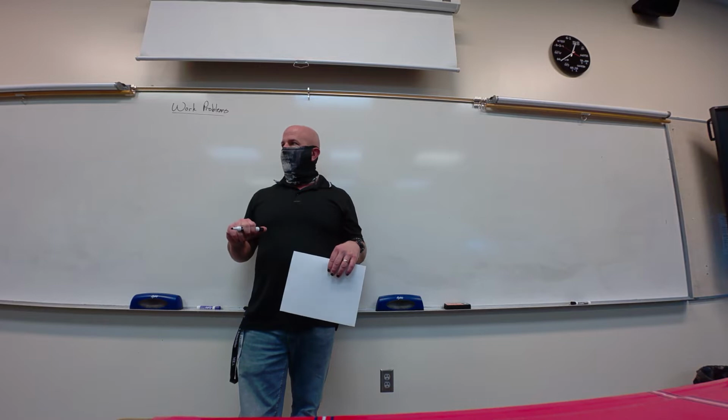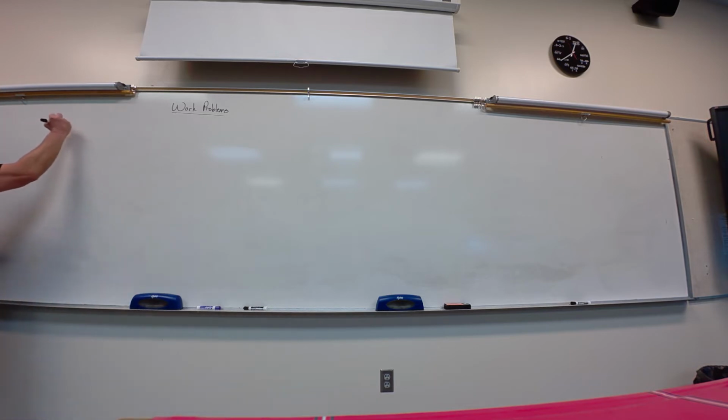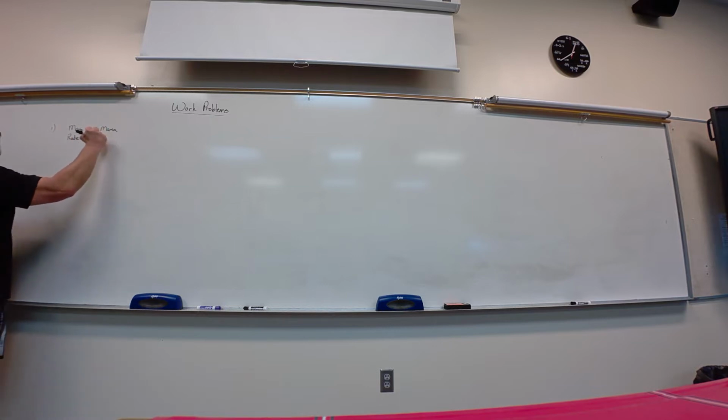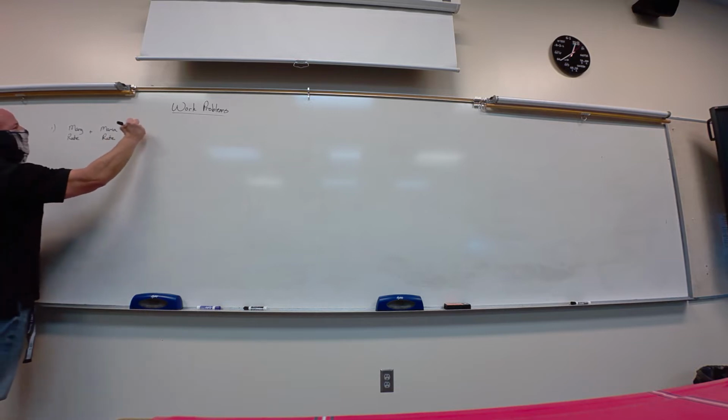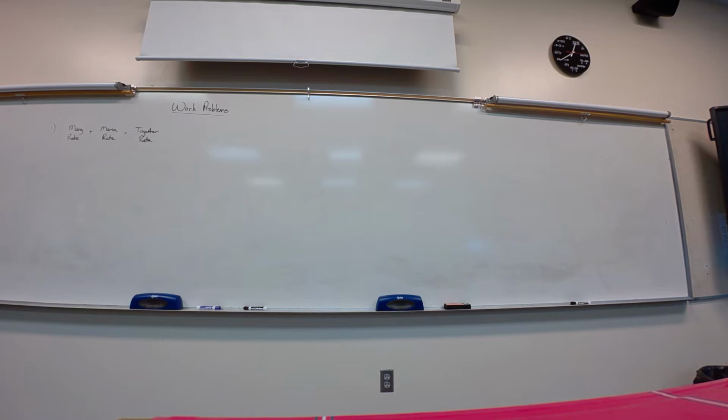So we want to find out how long it would take if they work together. All right, so here's how we're going to set this up. We've got Mary and Maria. Mary rate plus Maria rate equals together rate. So we're going to talk about the rates. That's how much per minute. Mary takes 10 minutes. That means her rate is 1/10 per minute, finishing 1/10 of that porch every minute. Maria, 14 minutes. She's finishing 1/14 of that porch every minute.